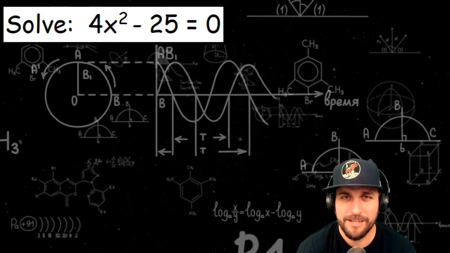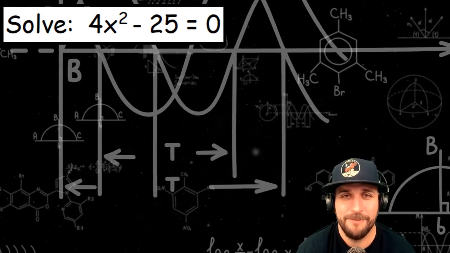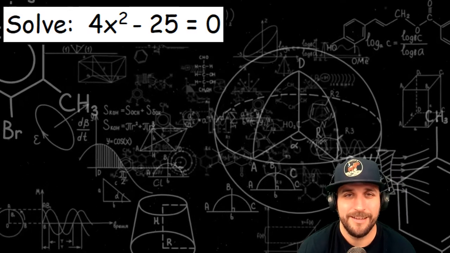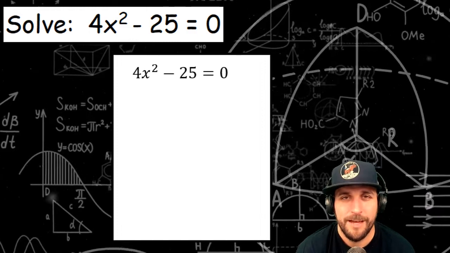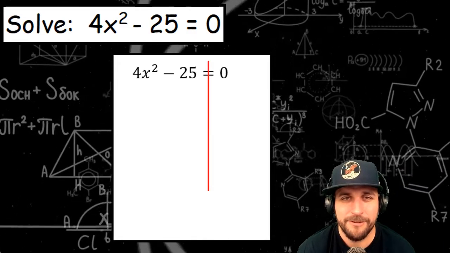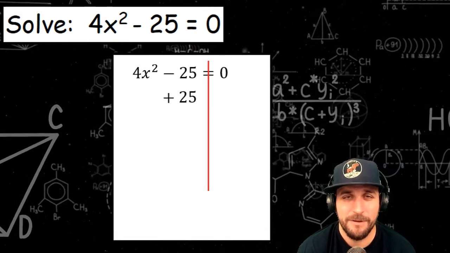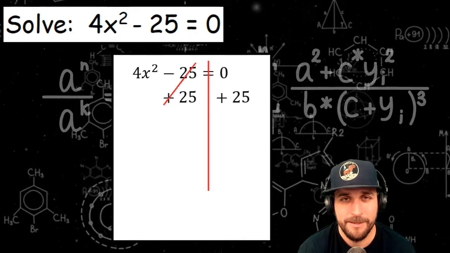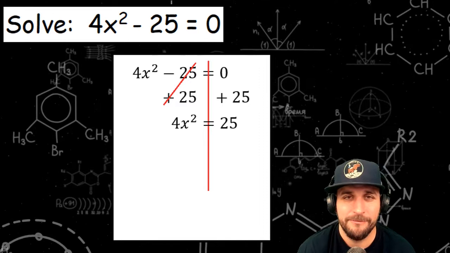So when we have problems like this, we just got to move stuff around until we get it the way we want it. X squared equals a number, and then take the root of both sides and solve. So on this example, I want to move that minus 25 over to the right-hand side of my equal sign first. So to get rid of subtraction, I use addition. So I add 25 to both sides. And when I do that, I'm left with 4x squared equals 25.